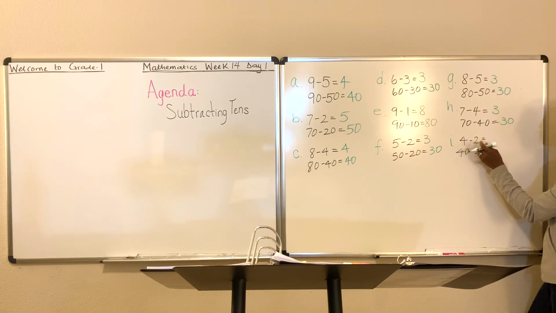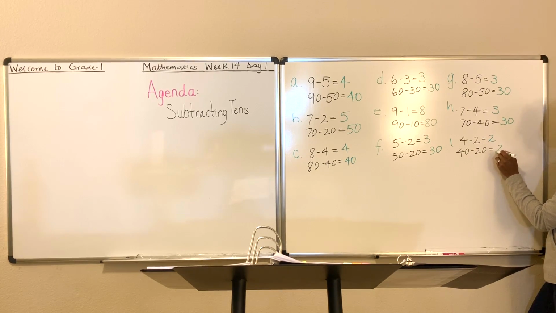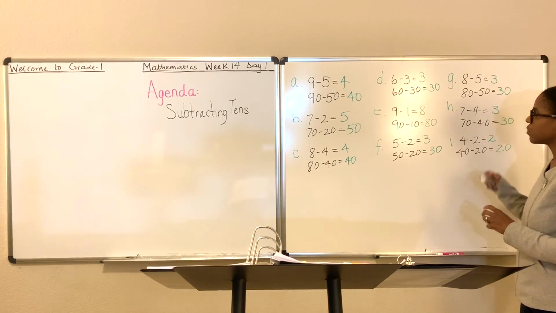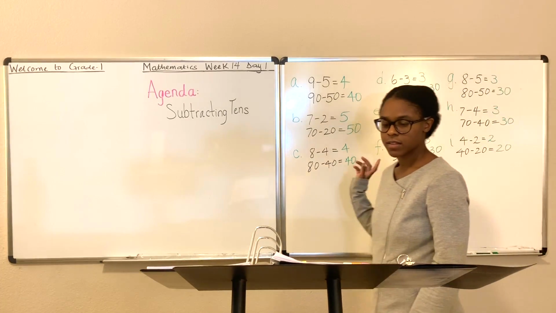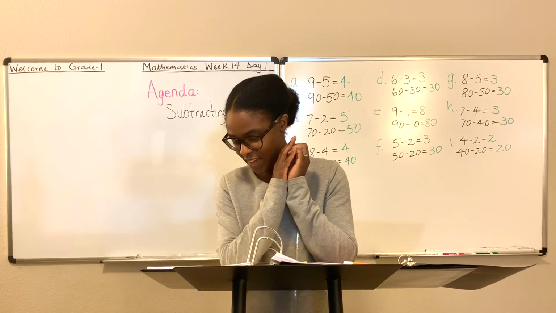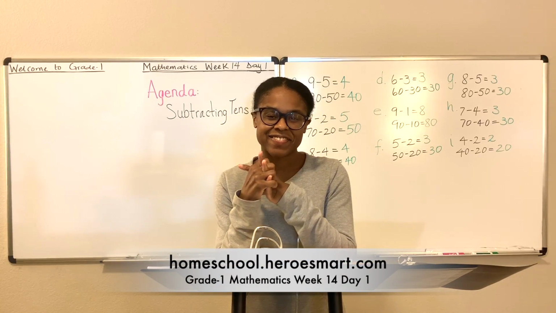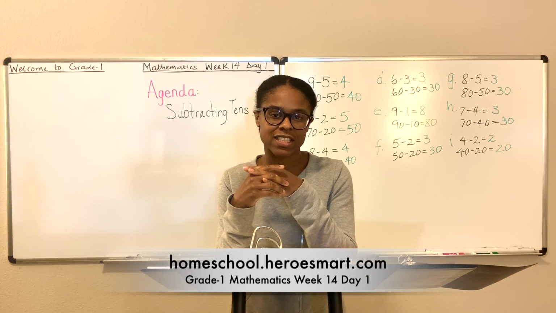Okay, finally we have 4 minus 2, which is 2. 40 minus 20 is 20. 0, that's 20. And that's how you calculate that across, okay? And this is a very easy start to subtracting tens.